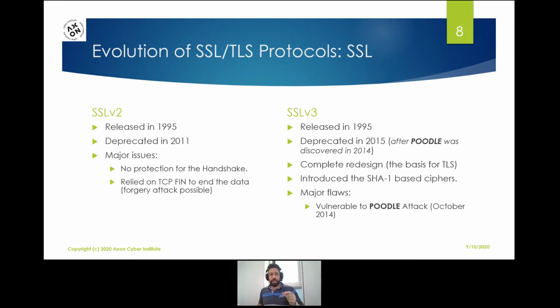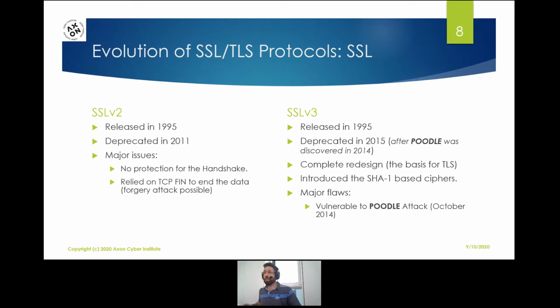It has major issues in its initial handshake, the handshake that builds the SSL session, and it has an issue when you close the session. Both the initial handshake and closing or terminating the session were prone to forgery. An attacker can come as a man in the middle and start playing with the handshake or play with the end of data, and no one can detect it. There is no mechanism for detection, neither at the server level nor at the client level.